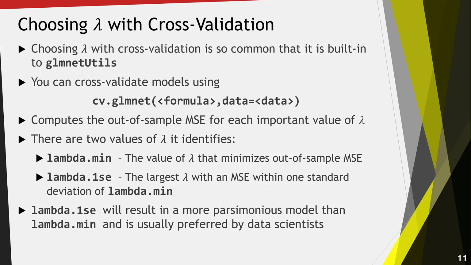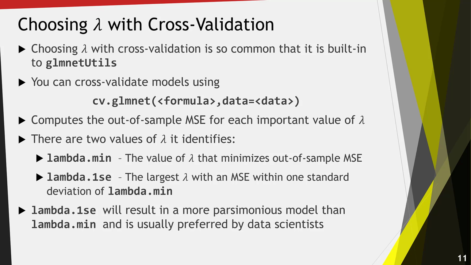You can cross-validate models using the function cv.glmnet. It works just like glmnet. You provide it a formula, and you provide it your data. And instead of training just a single set of Lasso models, it will perform cross-validation on your data for a full set of Lasso models. It's going to compute the out-of-sample mean square error for each important value of lambda.